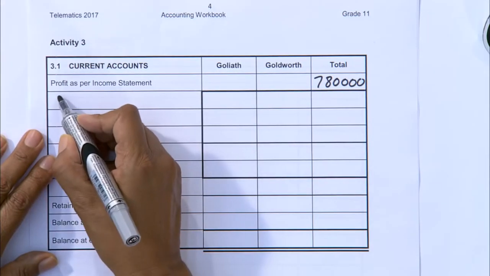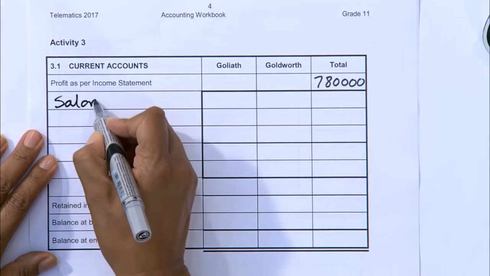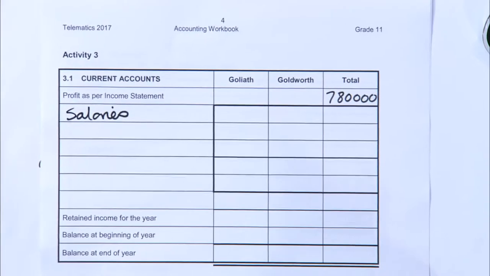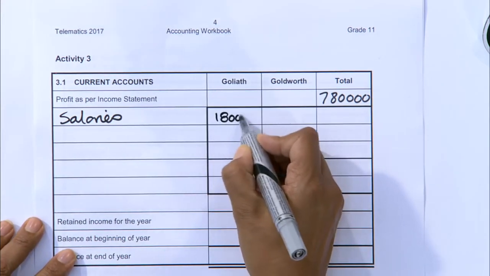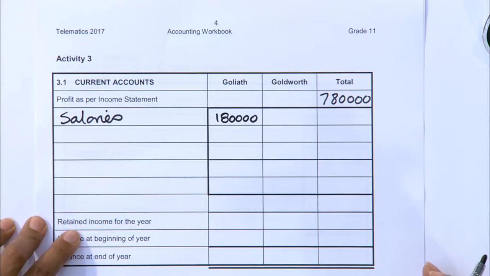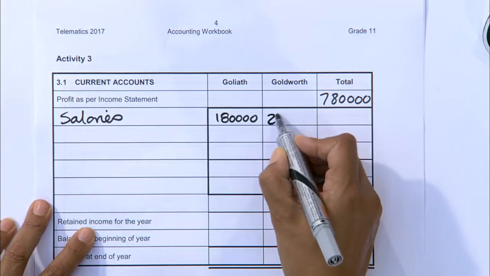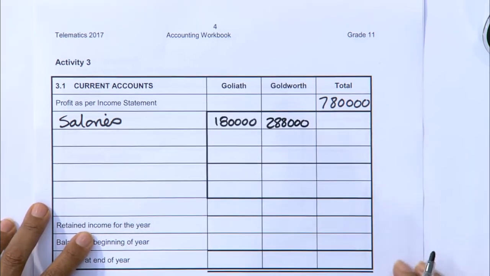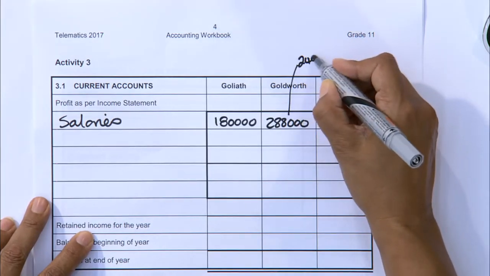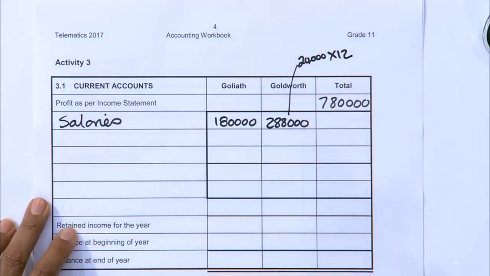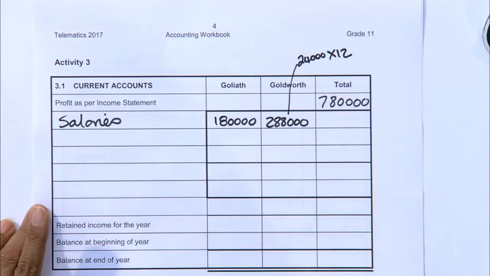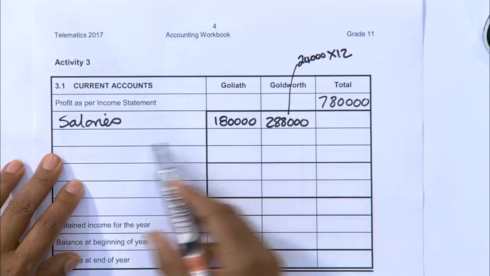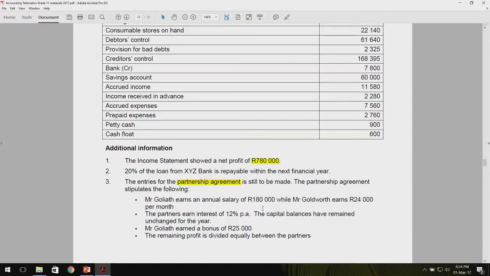The first item is salary of partners, so it's salaries. I'm going to put my salaries in there. Goliath earns 180,000. And Goldworth earns 24,000 rand per month. Times that by 12, 288,000. If you're not sure where that came from, I took the 24,000 and multiplied it by 12 because I want to convert it to an annual amount, because this statement is drawn up at the end of the year. So I need the annual amount. Let's read the next line.